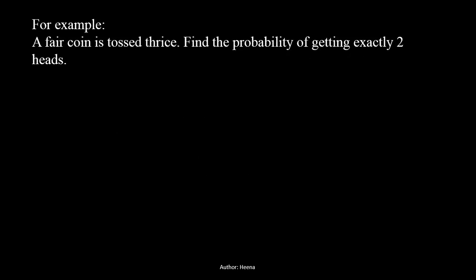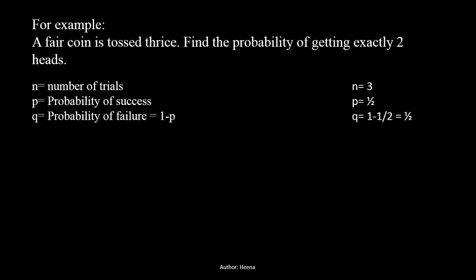Let's take an example. A fair coin is tossed thrice. Find the probability of getting exactly two heads. Here, n is equal to 3 because the coin is tossed 3 times. Small p is the probability of success, that is the probability of getting a head, that is 1 by 2. q is 1 minus p, that is 1 minus 1 by 2, which is equal to 1 by 2.